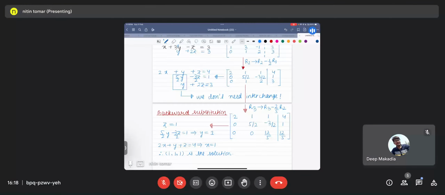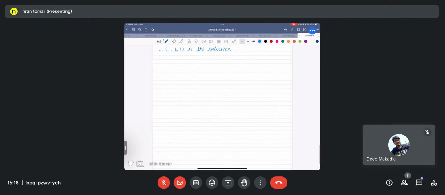Okay. Now I am giving you one question. You please tell me the answer. You have to use modified Gaussian, okay? Do not use naive Gaussian method.